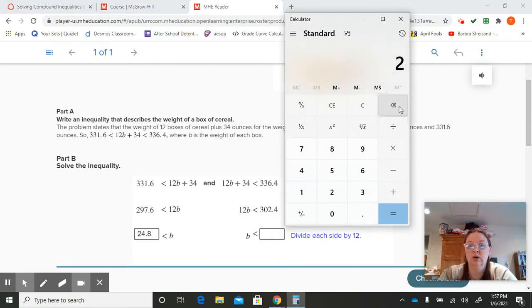Again, I don't know what 302.4 divided by 12 is off the top of my head, because contrary to popular belief, I'm not a human calculator. My family likes to think I am, but I'm not.